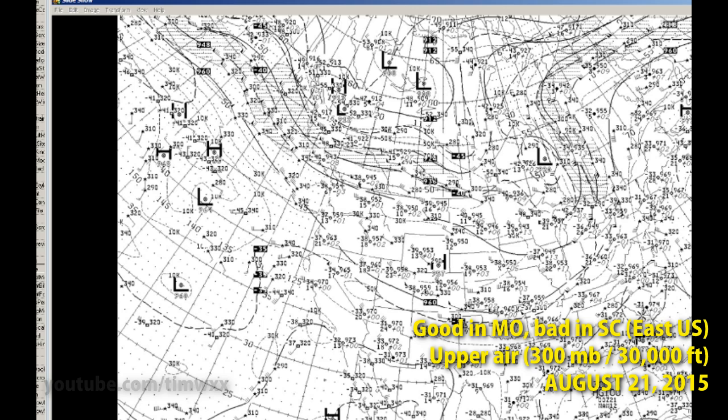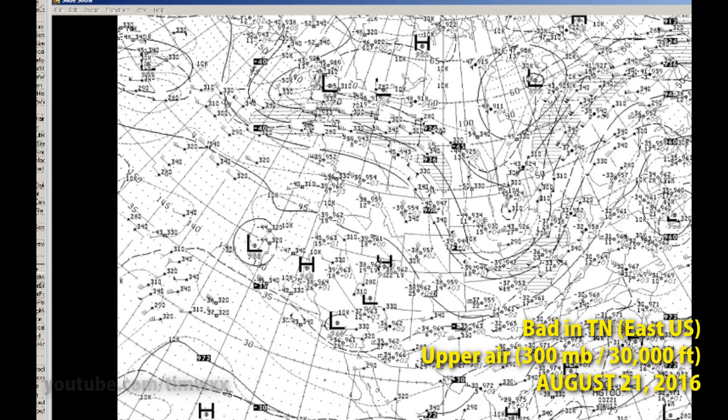2015, bad for the Carolinas. Looked like they were under this upper level ridge. So I think that might be a problem there, maybe a little bit of air mass stagnation, and also a little bit of a southerly component, winds from the southwest flowing to the northeast there. And then 2016, bad for Tennessee. Again, a little bit of a southerly component to the winds aloft there.